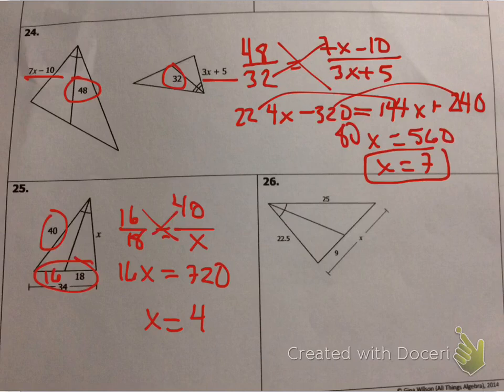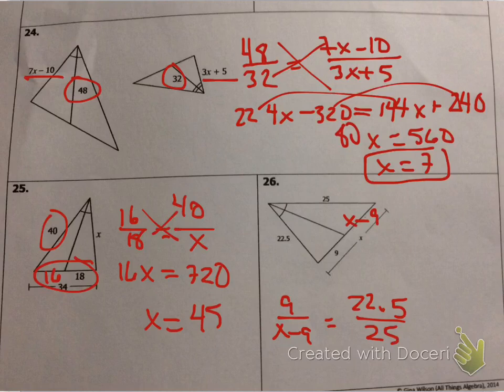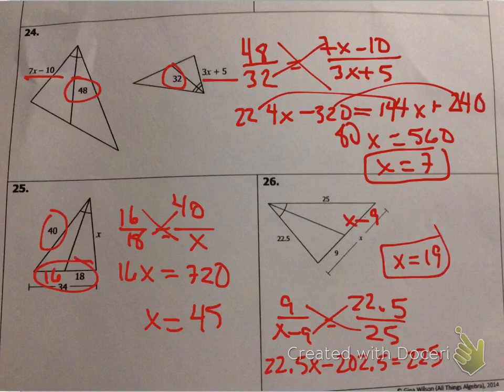Okay, so that would give me 45. Now this one, be more careful. X minus 9 is just x minus 9. So when you set this up, you're saying 9 over x minus 9 is equal to 22.5 over 25. Okay, so then you cross multiply and divide. You've got 22.5x minus 202.5 is equal to 225, and then you add, subtract, and divide, and you should get something like x equals 19. So there you go.